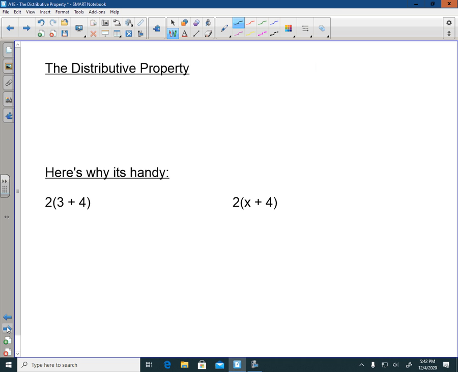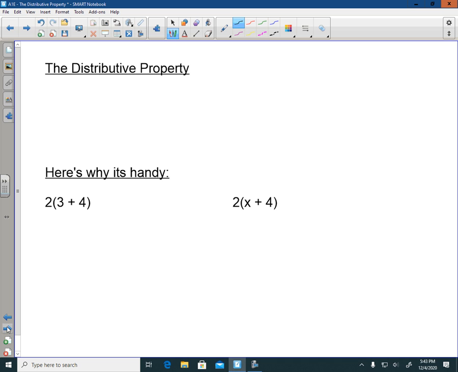So, like I said in the warm-up, so far you know four properties of math, and they've been extremely helpful in solving problems. We're not actually going to be solving problems with the distributive property today. We're going to be simplifying expressions. Soon we will work the distributive property into equation solving, but I want you to see how it works first.